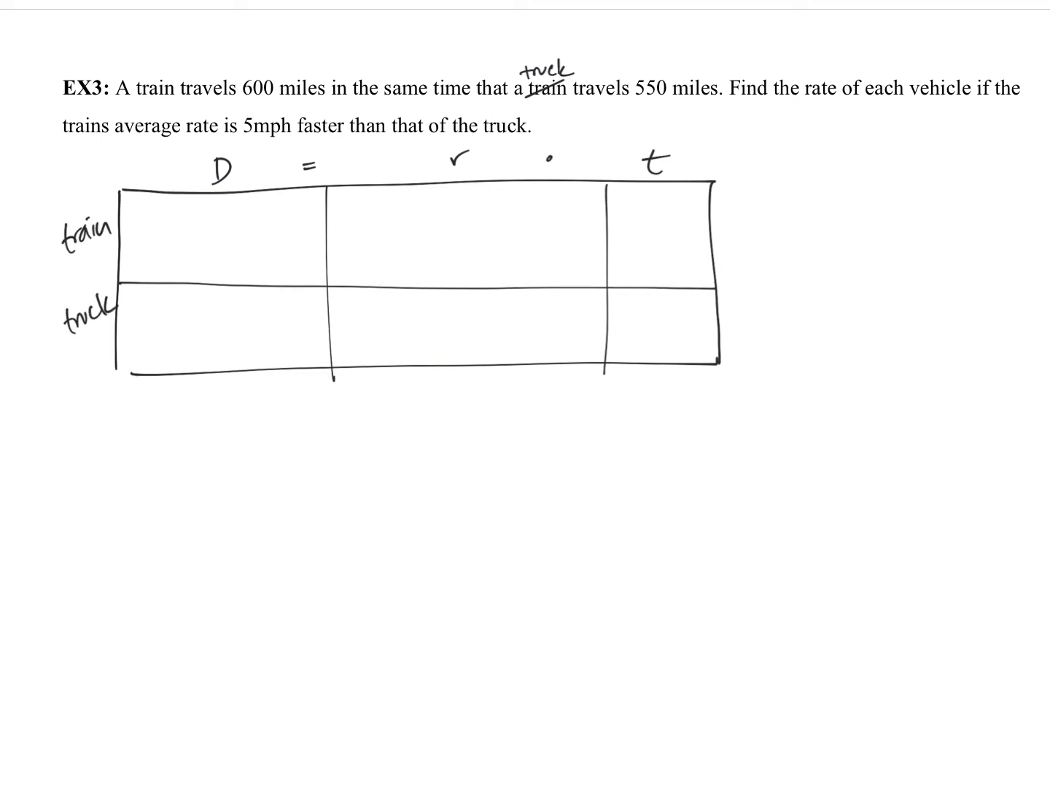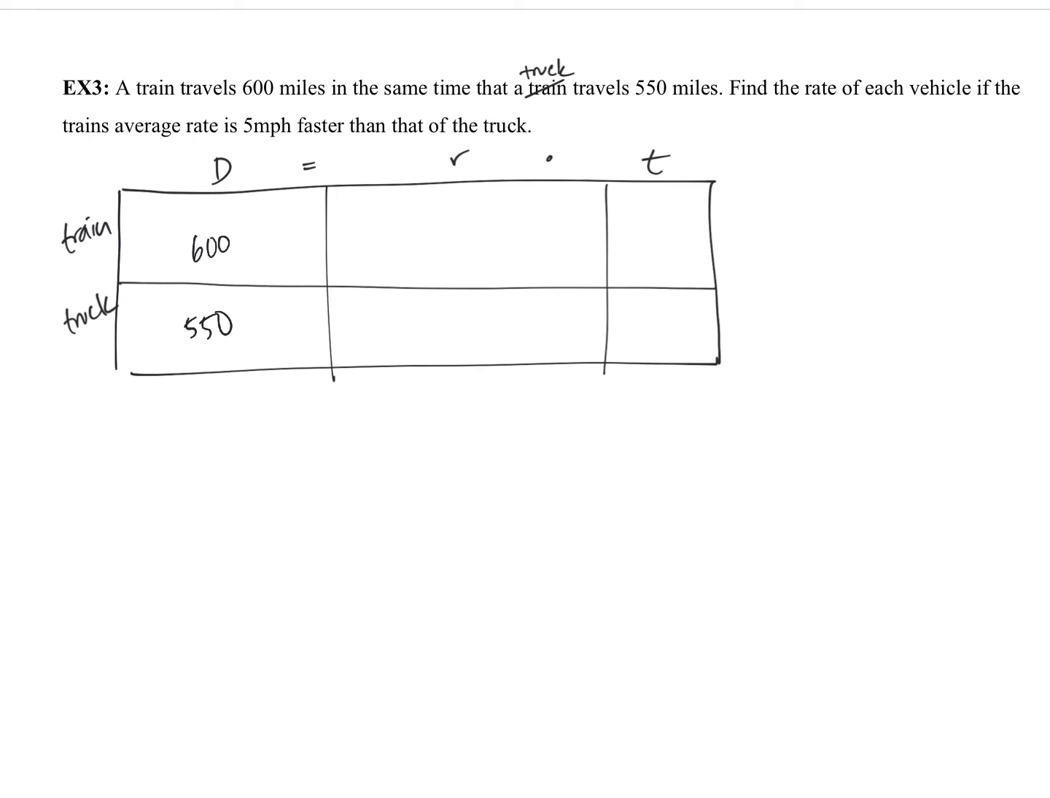All right. And what do we know? Well, we know the train travels 600 miles in the same time that a truck travels 550 miles. So the distance 600, 550. And we want to find the rate of each vehicle if the train's average rate is 5 miles per hour faster than that of the truck.